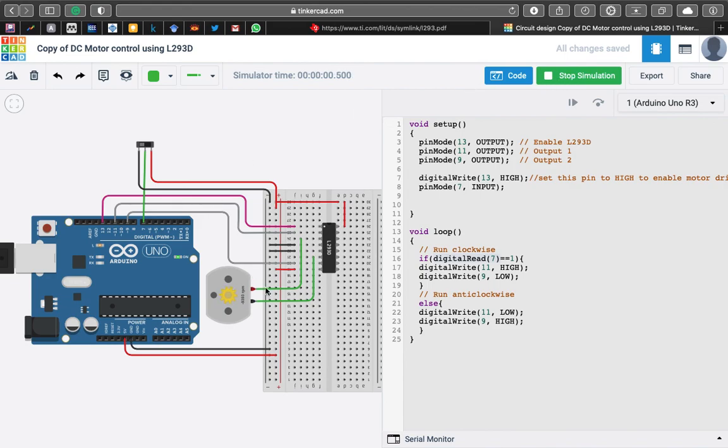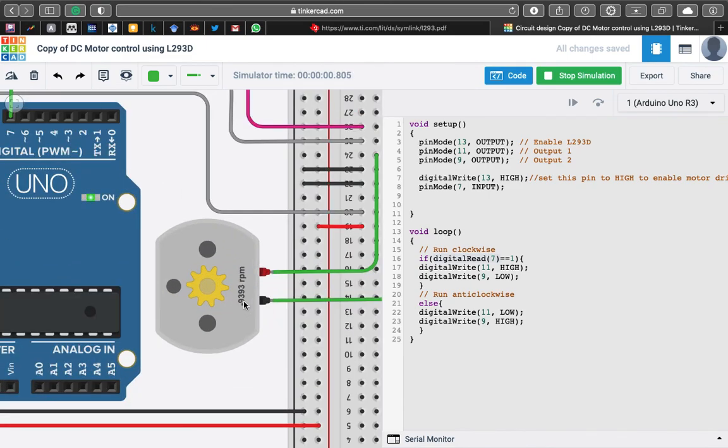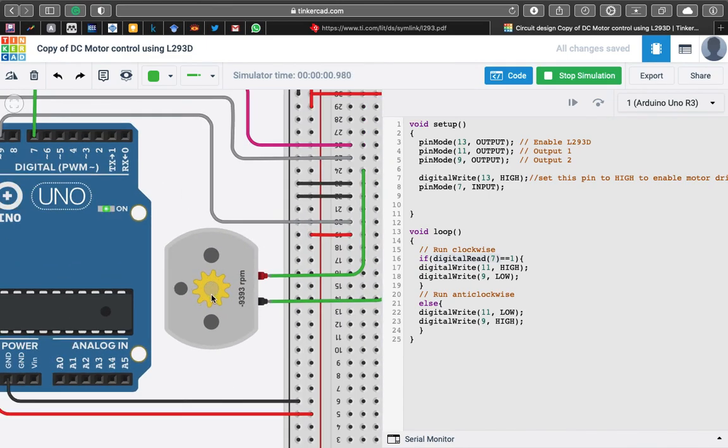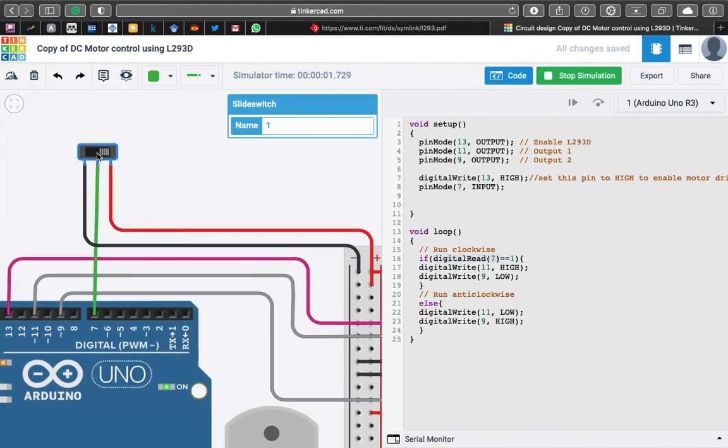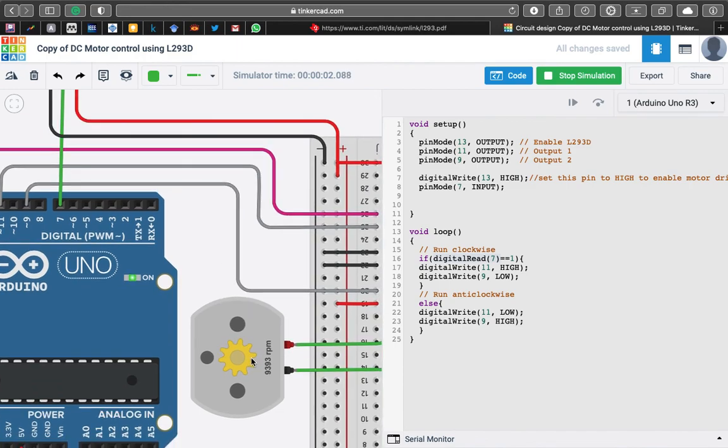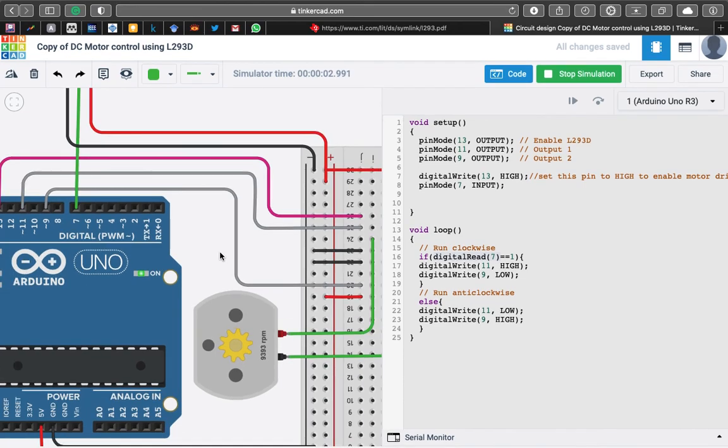So you can see it is connected to ground, and it is rotating in the anti-clockwise direction. How I'm saying anti-clockwise direction: the shaft is rotating in anti-clockwise direction, and the RPM is given with the minus sign. And let's try changing the switch. So it should make the change in direction, and you can observe that, and the value also gets changed. And I think that's all for now.